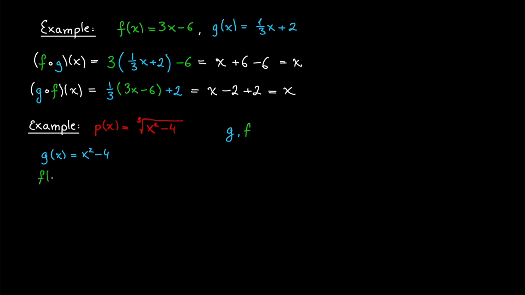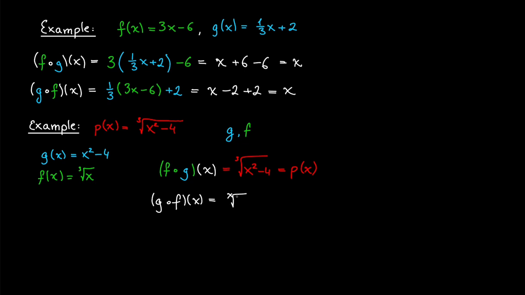This means that the f here is going to be the third root of x. And then finally, when we do f of g of x, we will get the third root of x squared minus 4, which is equal to our original given p of x. Now, please pay attention to the order of the composition, because in this case, if you would have done g of f of x, changed the order, we would have gotten the third root of x squared and then just minus 4, which is an entirely different function.